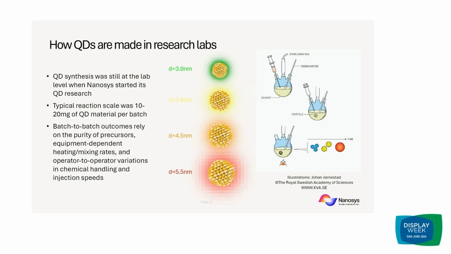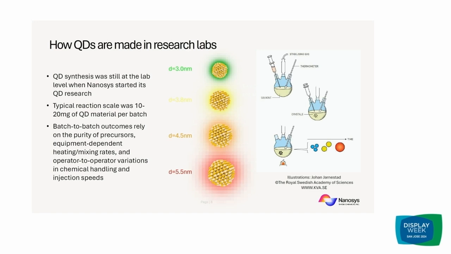So when you talk about lab scale research, you saw the images in Professor Eisler's talk earlier. You typically think of illustrations like what you see on the right side of this slide. You see glass flasks, syringes where you're injecting chemicals. Typically, these are run under inert conditions, so you run these on things called Schlenk lines, where there's nitrogen and vacuum attached to your flask. And the typical reaction scale in a laboratory synthesis produces something on the order of 10 to 20 milligrams of quantum dot material per batch.